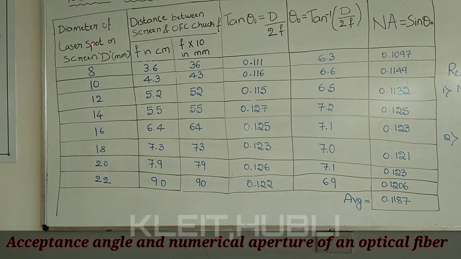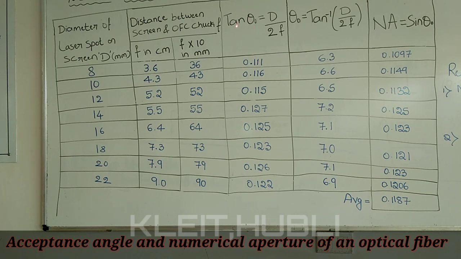Because the diameter of the laser spot is in millimeter, we have to convert even this distance into millimeter. So to convert from centimeter to millimeter, I have to multiply with 10. So 3.6 into 10 I have made, so that the distance is now converted into millimeter. Both d and small f, they are in millimeter now. So next I will calculate tan of theta naught, which is d divided by 2 into the distance. So d is the diameter of the laser spot, 8 divided by 2 into 36 we have done. Directly we have written the answer here in the table for all the respective data.